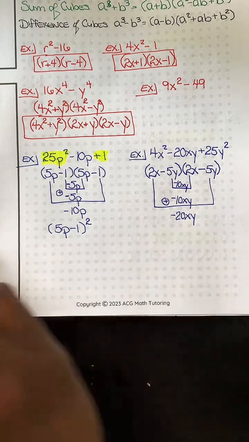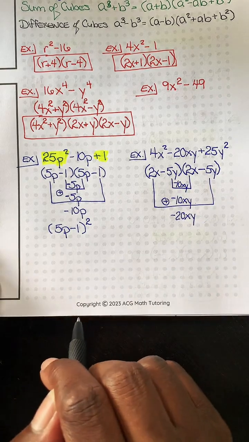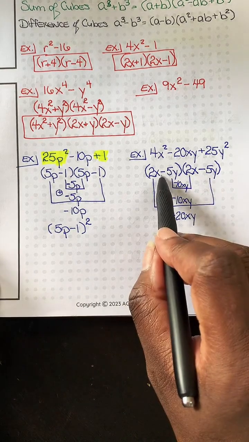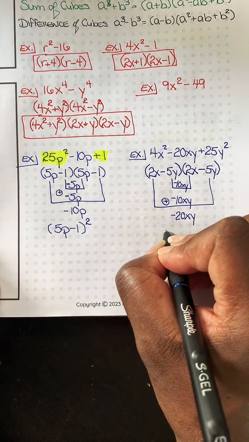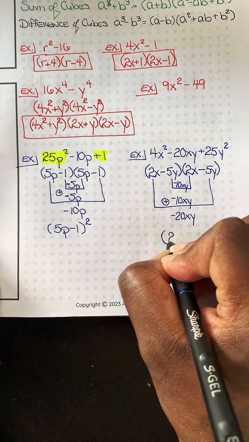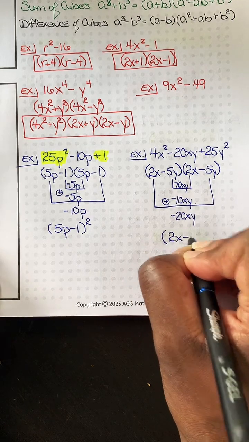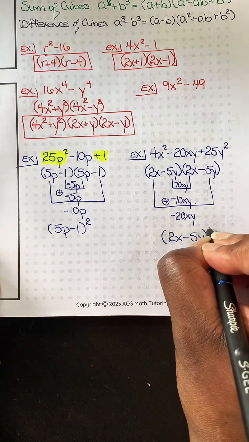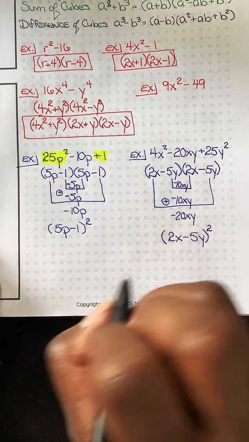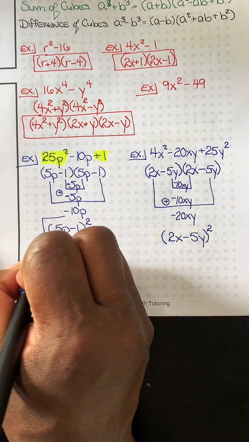So that means, as some of you guys have, the parentheses are exactly the same. So if they're exactly the same, you got 2x minus 5y squared. I forgot to box my answers.